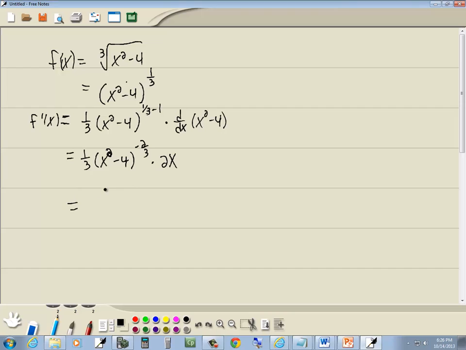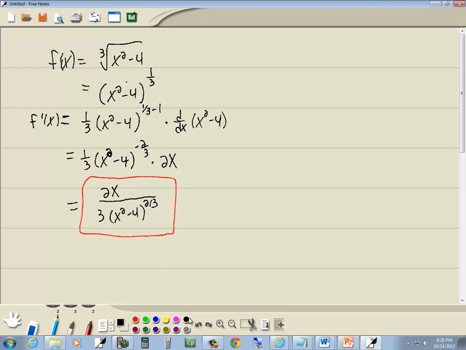Now we merge this all into a single fraction, so 2x goes up on top, 3 is down below. The negative exponent I take down to the denominator, and it becomes (x squared minus 4) to the positive 2/3. Okay, now that's our derivative.